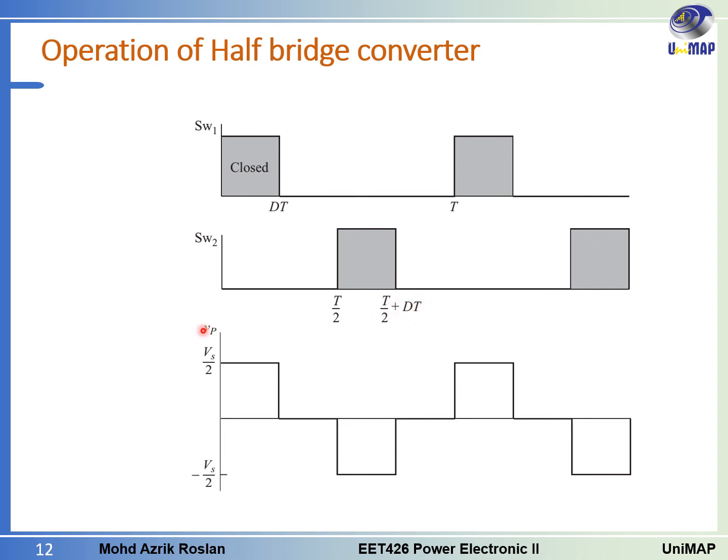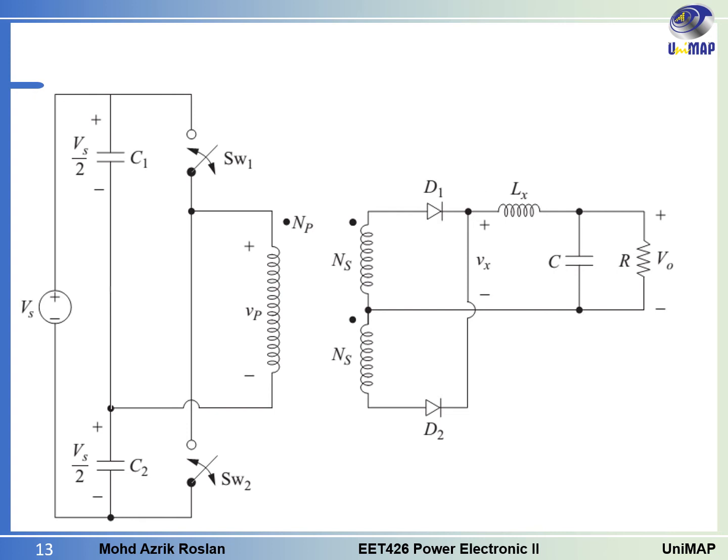For the voltage at the primary winding, if you want to compare to the full bridge converter, in full bridge, when the first switch pair is closed, the voltage at VP is VS. But now in half bridge, the voltage is VS over 2. So it has the same shape as push-pull and full bridge, but half in the value of the VP.